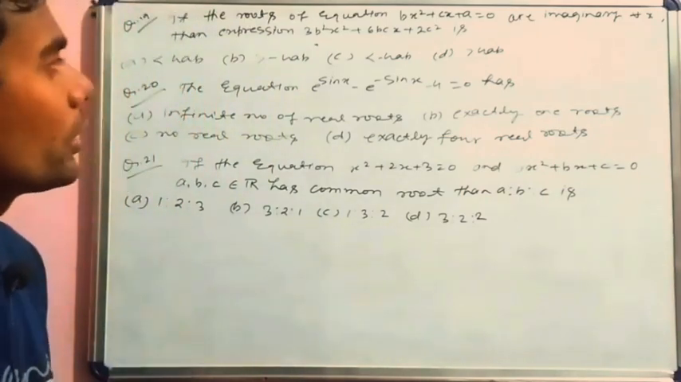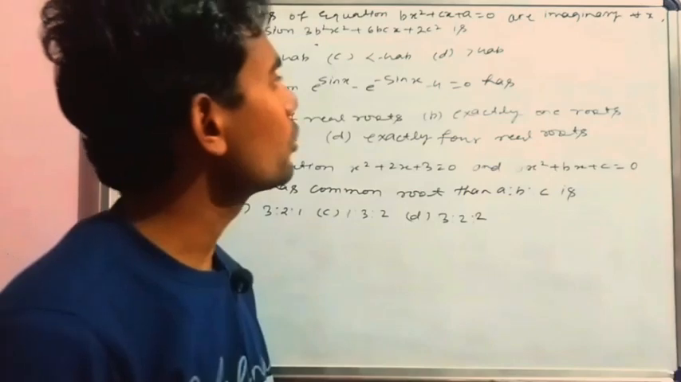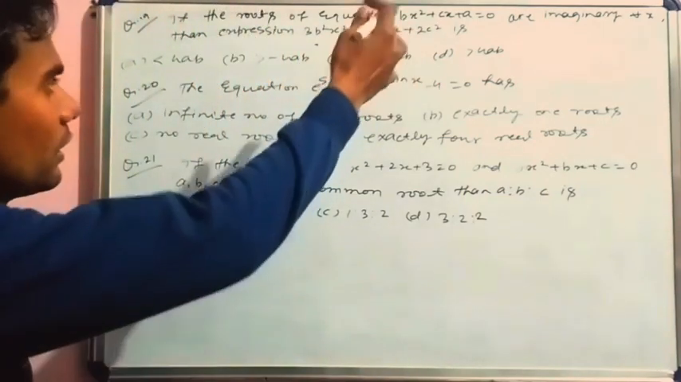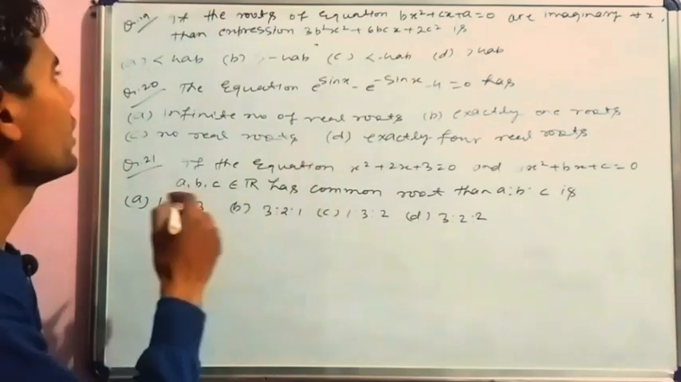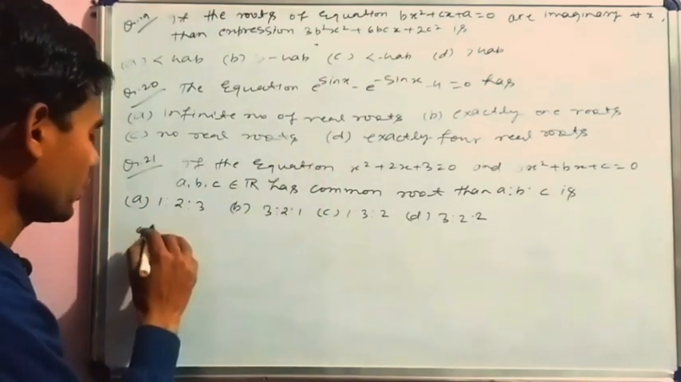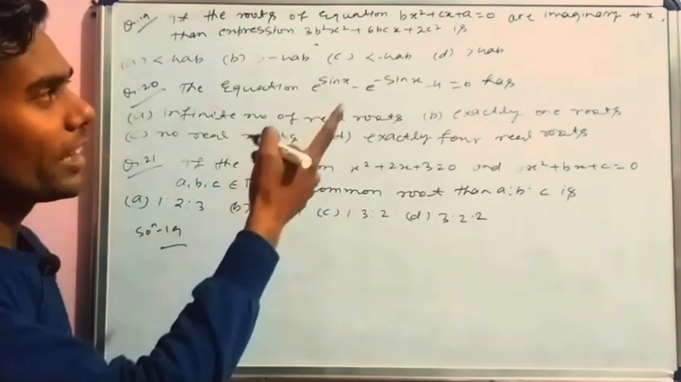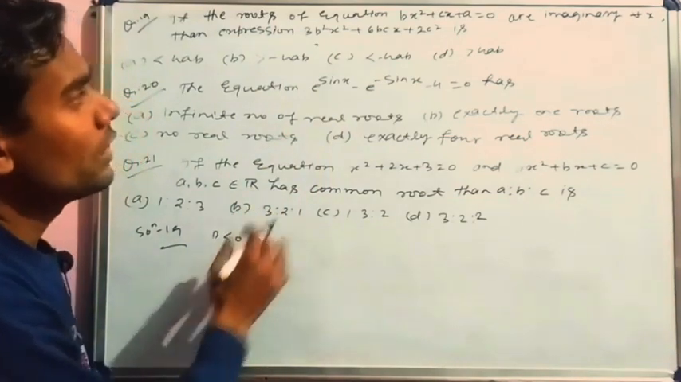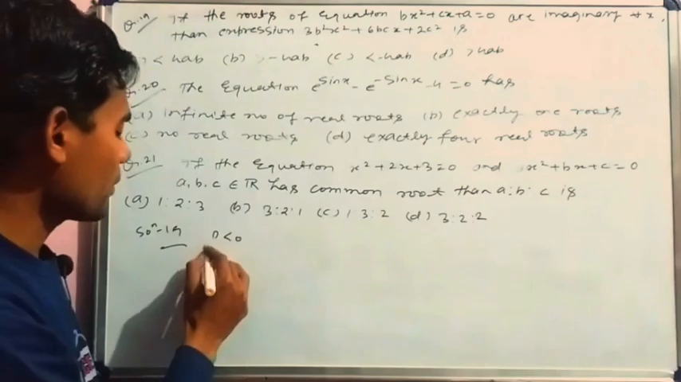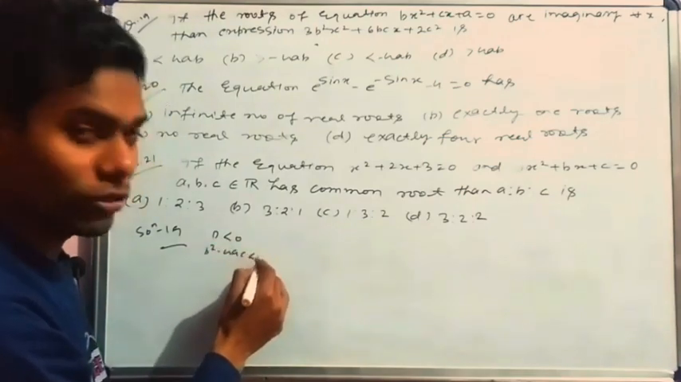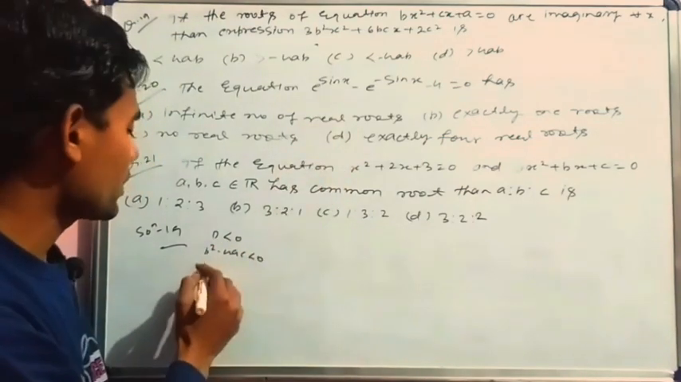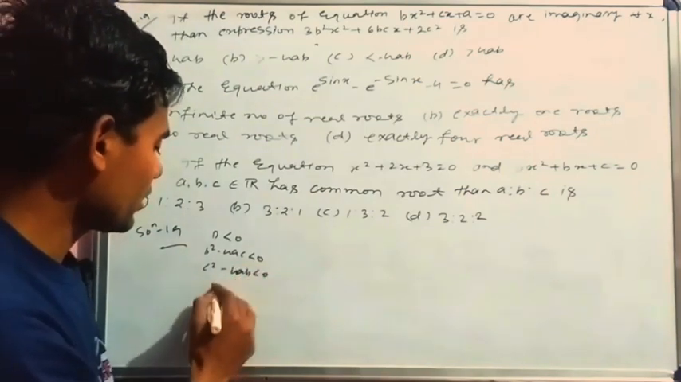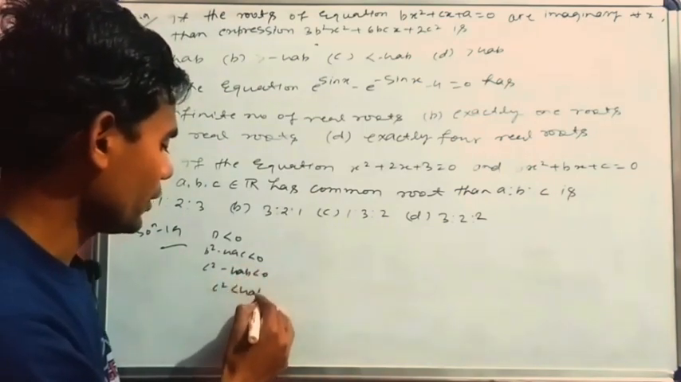If the roots of the equation bx square plus cx plus a is equal to 0 are imaginary, it means that D is negative. Solution number 19. If this quadratic equation has imaginary roots, then D is negative, meaning b square minus 4ac is less than 0. Here that means c square minus 4ab is less than 0, so c square is less than 4ab.